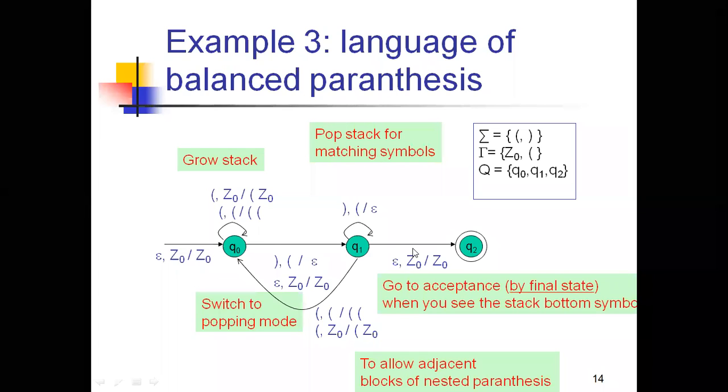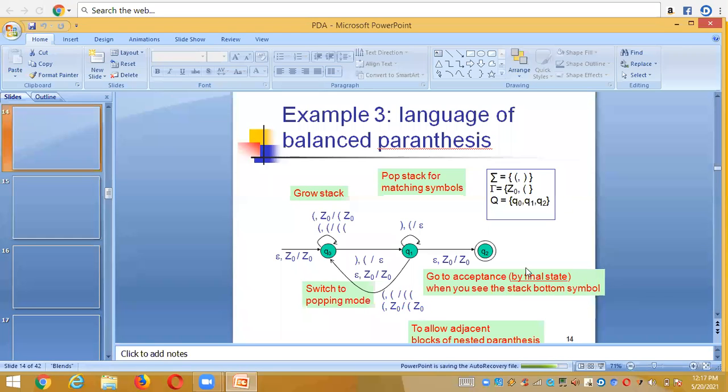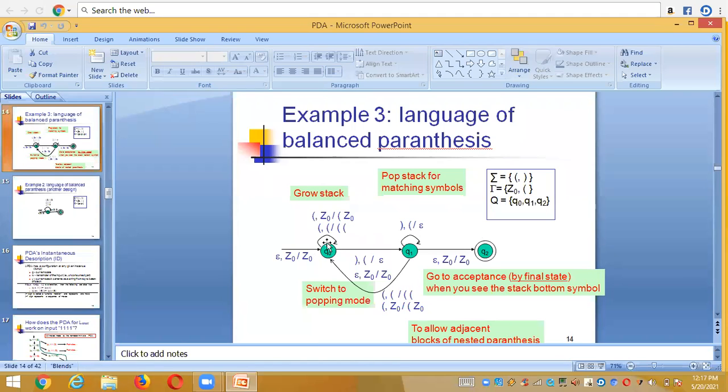So to go to acceptance by final state, when you see the stack bottom symbol, then it gets accepted. So all these we can call allowing the adjacent blocks of nested parentheses. That means we're allowing that just by drawing the transition diagram, or state diagram, like this for the language of balanced parentheses.